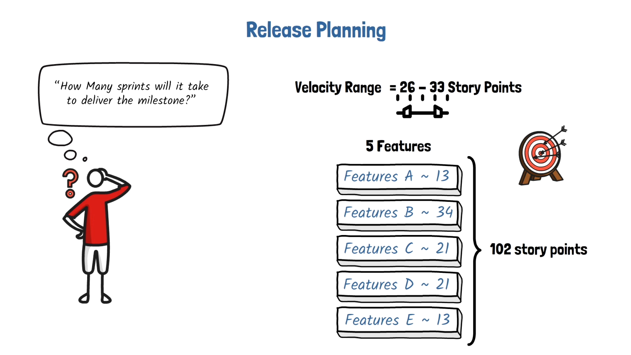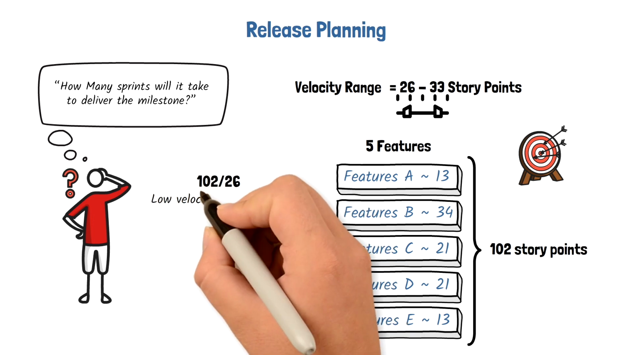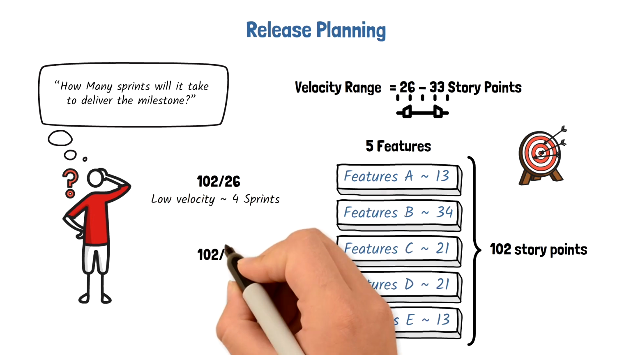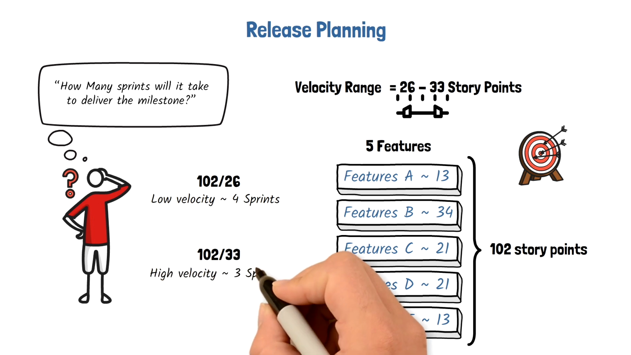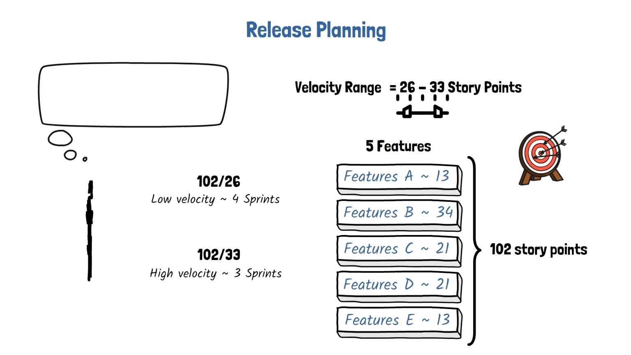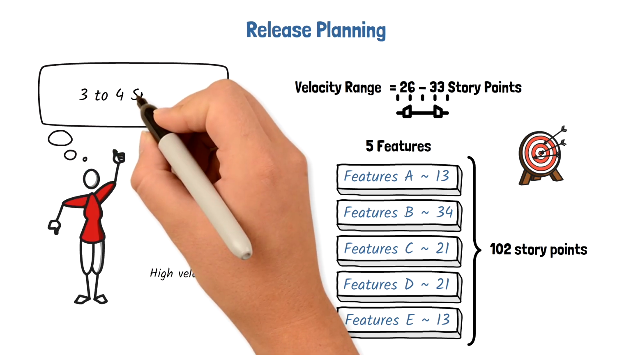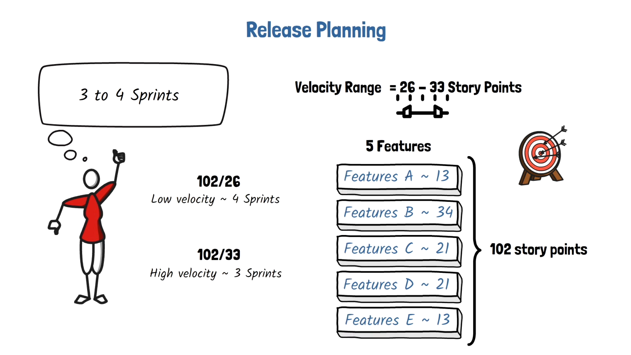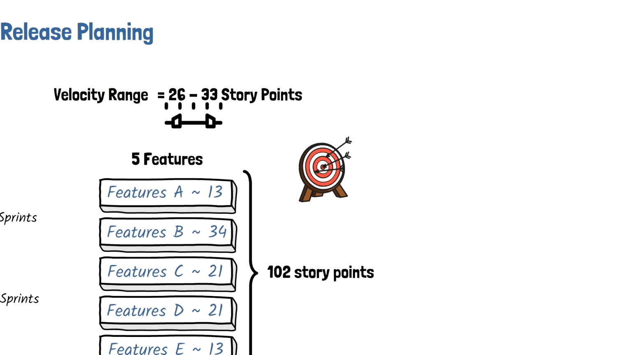With our lowest velocity of 26, it will take us 4 sprints, and with our highest velocity of 33 story points, it will take us about 3 sprints. With the information we know up to this point, our answer to the product owner is that it will take us 3 to 4 sprints to release all the 5 features. By using a range, we can communicate our uncertainty. Now you see why velocity is a must-have metric that every Scrum Master needs to track for their Scrum teams.